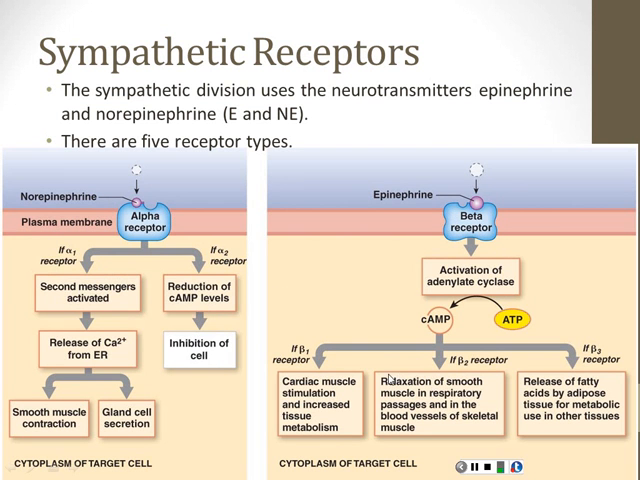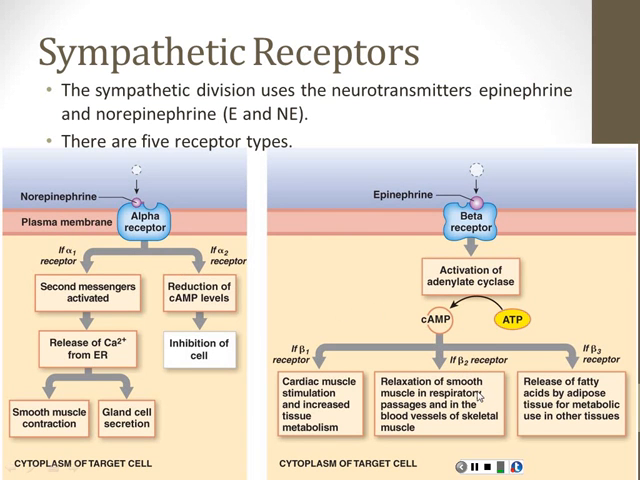The beta receptors, beta 1, beta 2. There's one heart and two lungs. So the beta 1s are found in the heart. The beta 2s are found in the lungs. The beta 1s are stimulatory, just like the alpha 1s. The beta 2s are inhibitory, just like the alpha 2s. So both 1s are stimulatory, both 2s are inhibitory.